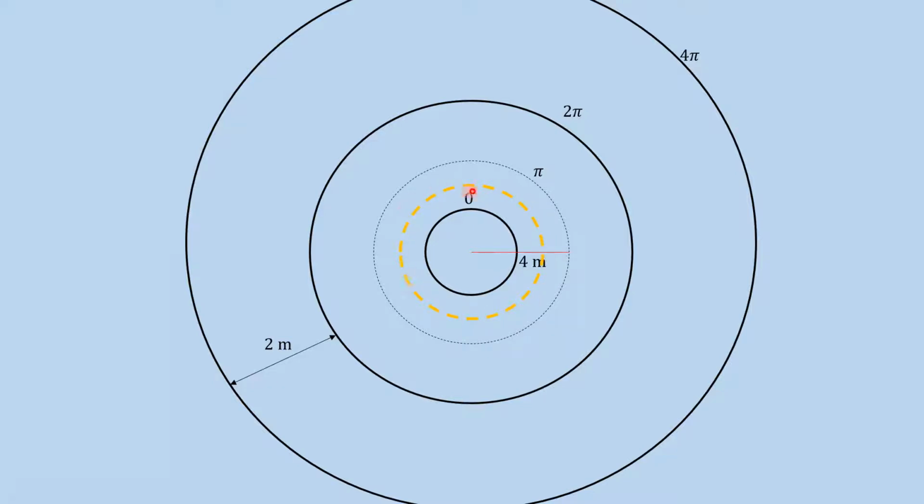And what's the phase? You can just read it off the picture. If this circle everywhere has a phase of pi, and this circle has a phase everywhere of 0, then halfway between would have to be pi over 2.